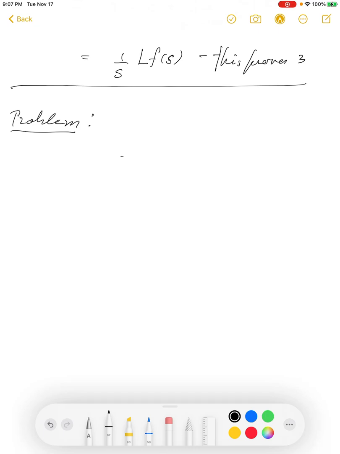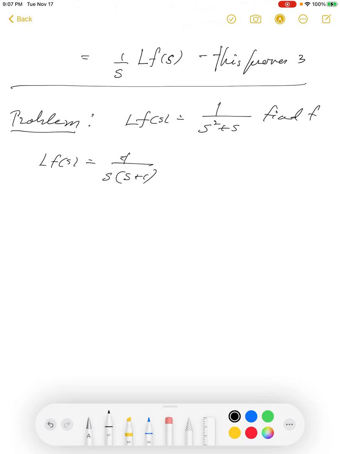So problem, let's say LF of s is 1 over s square plus s, find f. So you observe that LF has 1 over s in the denominator. It's 1 over s times s plus 1. And if you ignore this 1 over s, then we can recognize the inverse transform of 1 over s plus 1. This is e to the minus t.